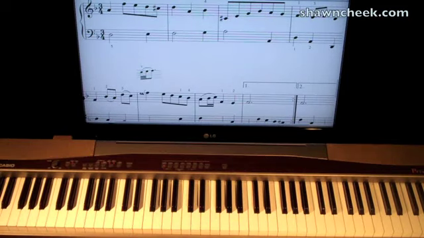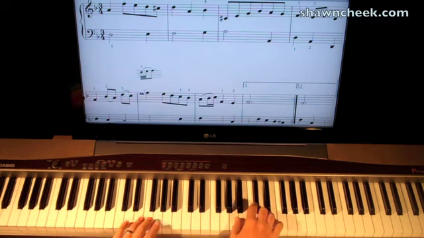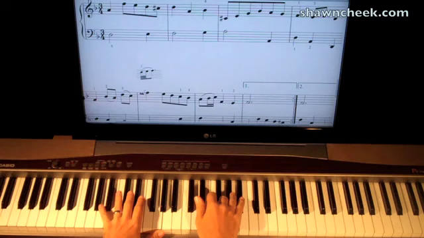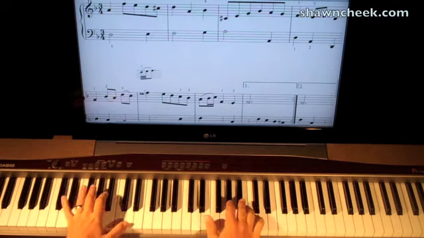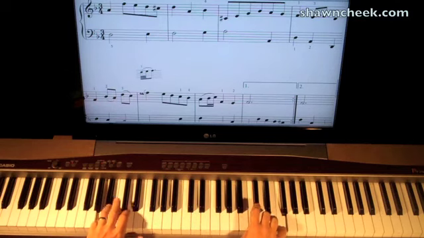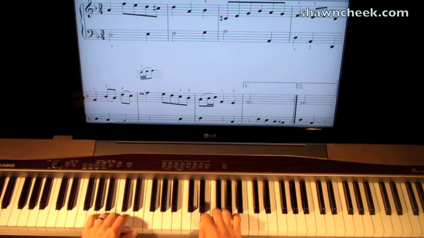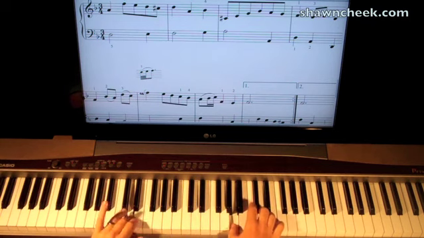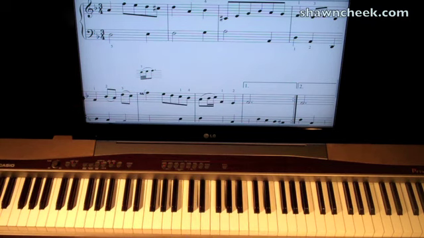Alright guys, doing a Bach Minuet in D minor today. Sounds something like this. And so forth.